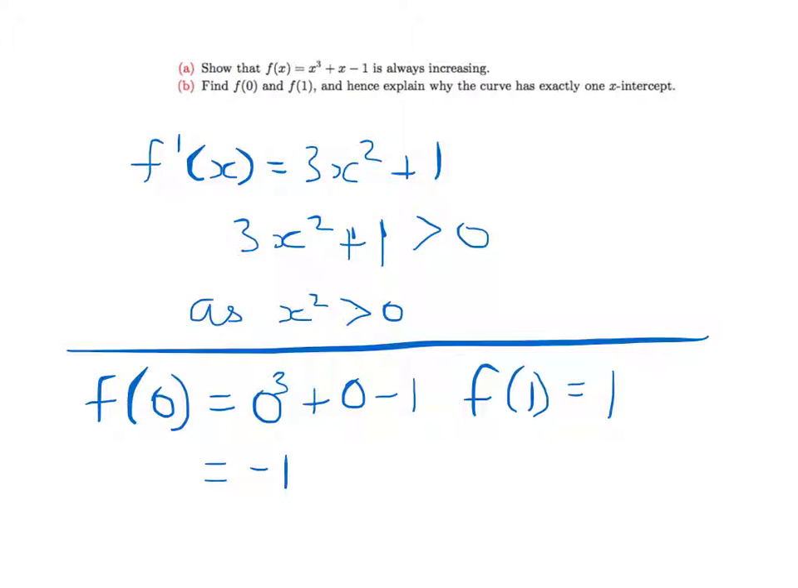Alright, hence explain why the curve has exactly 1 intercept. Well, I'm going to verbally explain that because I've run out of room. But you'd describe the fact that the function is always increasing, so the gradient is always positive. So once it cuts the x-axis, it'll never go back down, because for it to cut back down through the x-axis, the function will have to be decreasing. But in part A, you've proven that it's always increasing. I hope this helps.